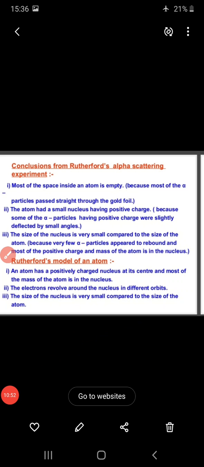Okay, now here we stop. In the next class I will explain the Rutherford model of an atom one more time, and then we go directly to Bohr's model of an atom. Okay, so here we stop.